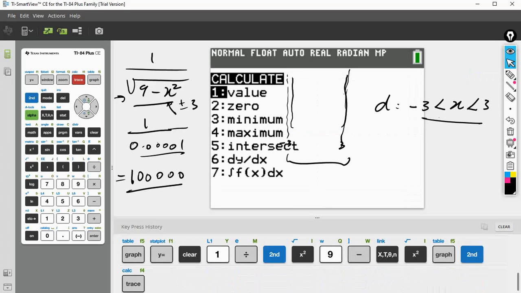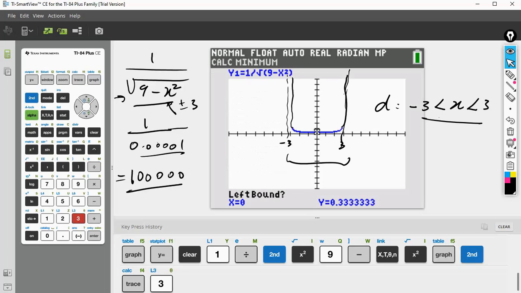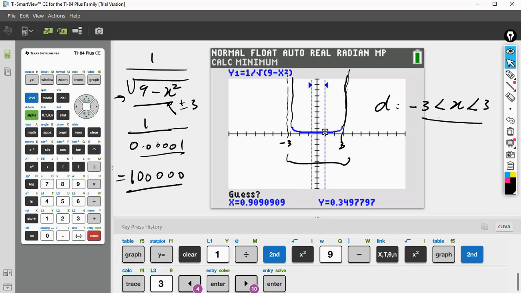Notice that here we have several options, and number 3 says minimum. So we're going to click on number 3, and it's going to ask for a left bound. So we move a little bit to the left where we think the minimum is, and we hit enter. Then it's going to ask for a right bound, move a little bit to the right of where we think the minimum is. We hit enter, and then it has a guess with a question mark. That means yes, right? So hit enter again, and there it is.